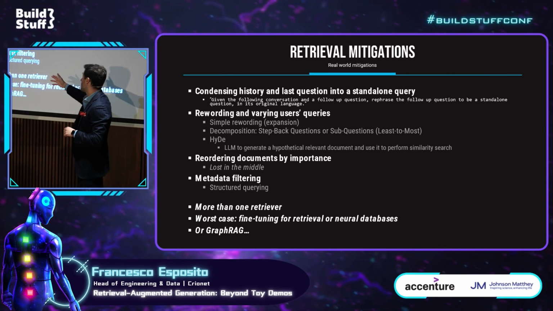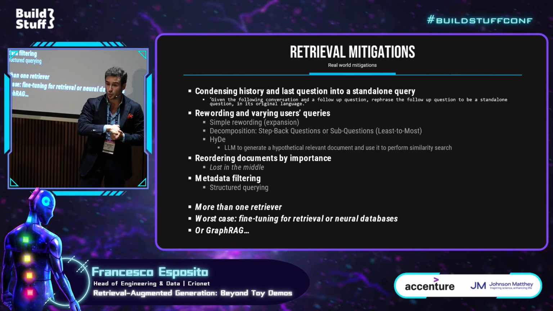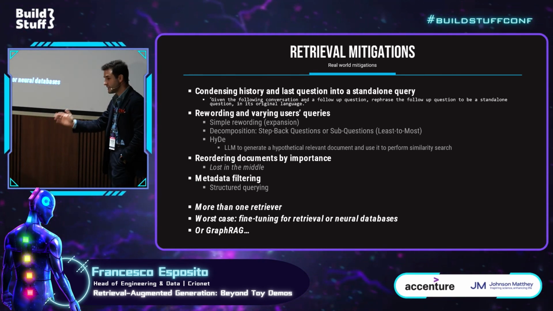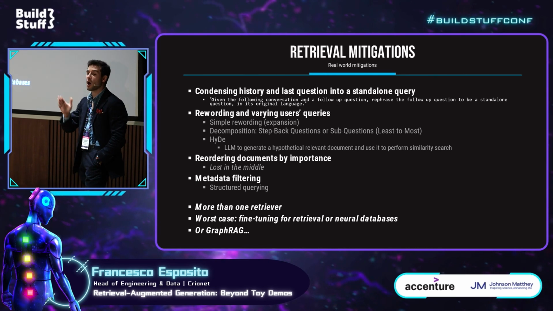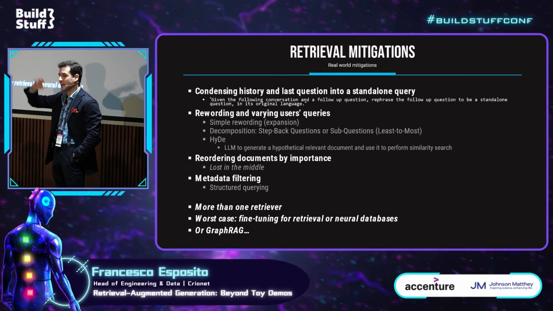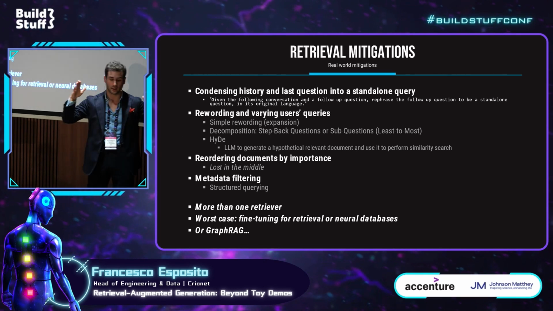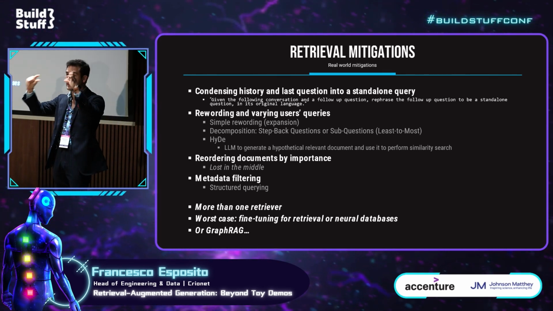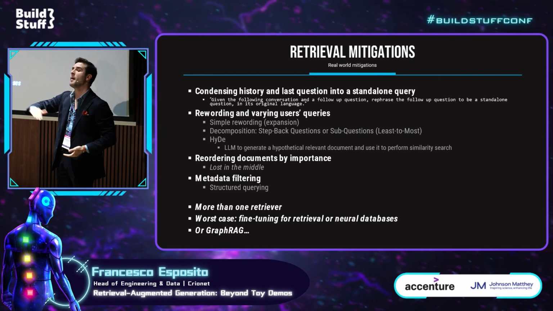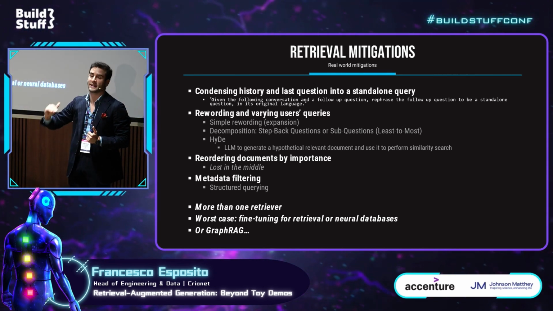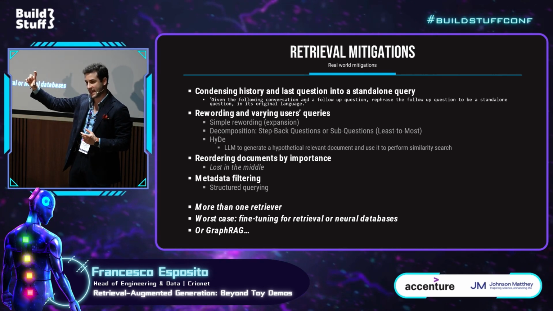Beyond that, there is a problem. Even with the huge context windows of new models, there's still a problem called the lost in the middle problem. So we have to reorder documents by importance, giving the less important documents space only in the middle of the context. So the most relevant documents should be on top and at the end of the context window.